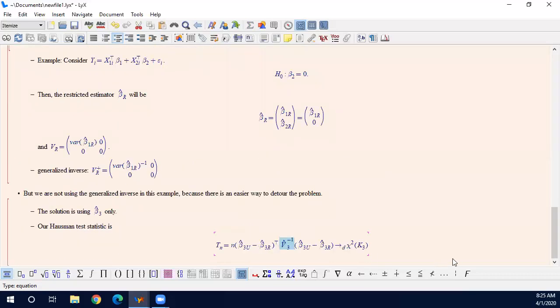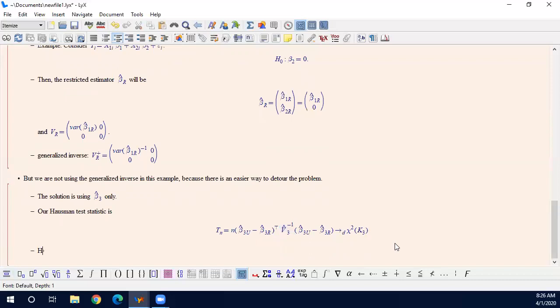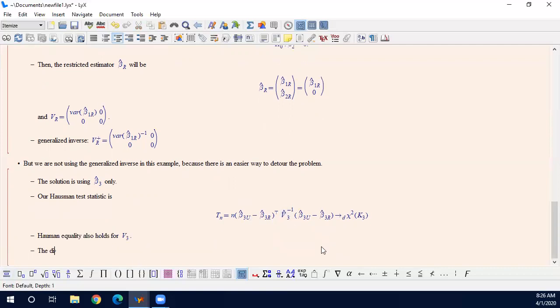And also, the Hausman equality also holds for V3. So the covariance between beta 3 and U, beta 3 still holds the same. So we are going to use this test. Say the dimension of V3 is K3 by K3, and the rank of V3 is also K3, so it is invertible. You don't need to use a generalized inverse. It is just a standard inverse matrix, so there is no problem.